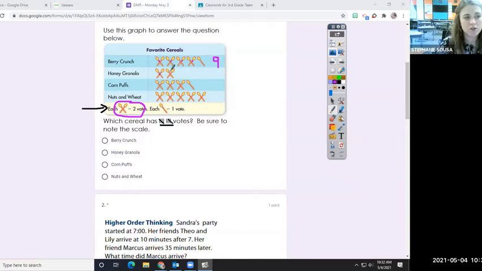Honey Granola, 2, 4. That's not 10. Corn Puffs, 2, 4, 6 plus 1 is 7. That's not 10. And Nuts and Wheats, 2, 4, 6, 8, 10. Booyah. Nuts and Wheat got 10 votes. Questions on that one?